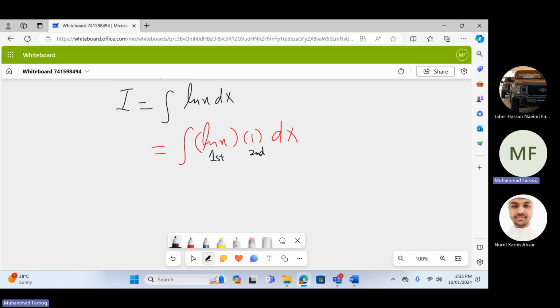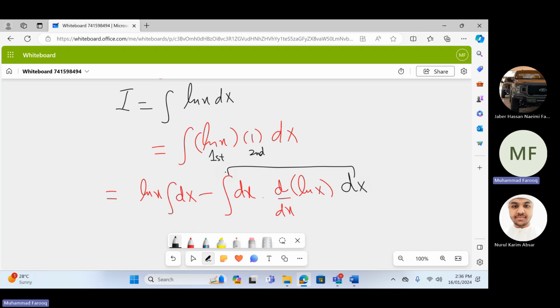That's it. If you apply the rule, what does the rule say? First function, copy paste. Then the integration of the second function, which is 1. Minus sign, integration of the second multiplied by the derivative of the first. Understand the point? And please, you need dx at the end. Why? Because this dx is for this integral.